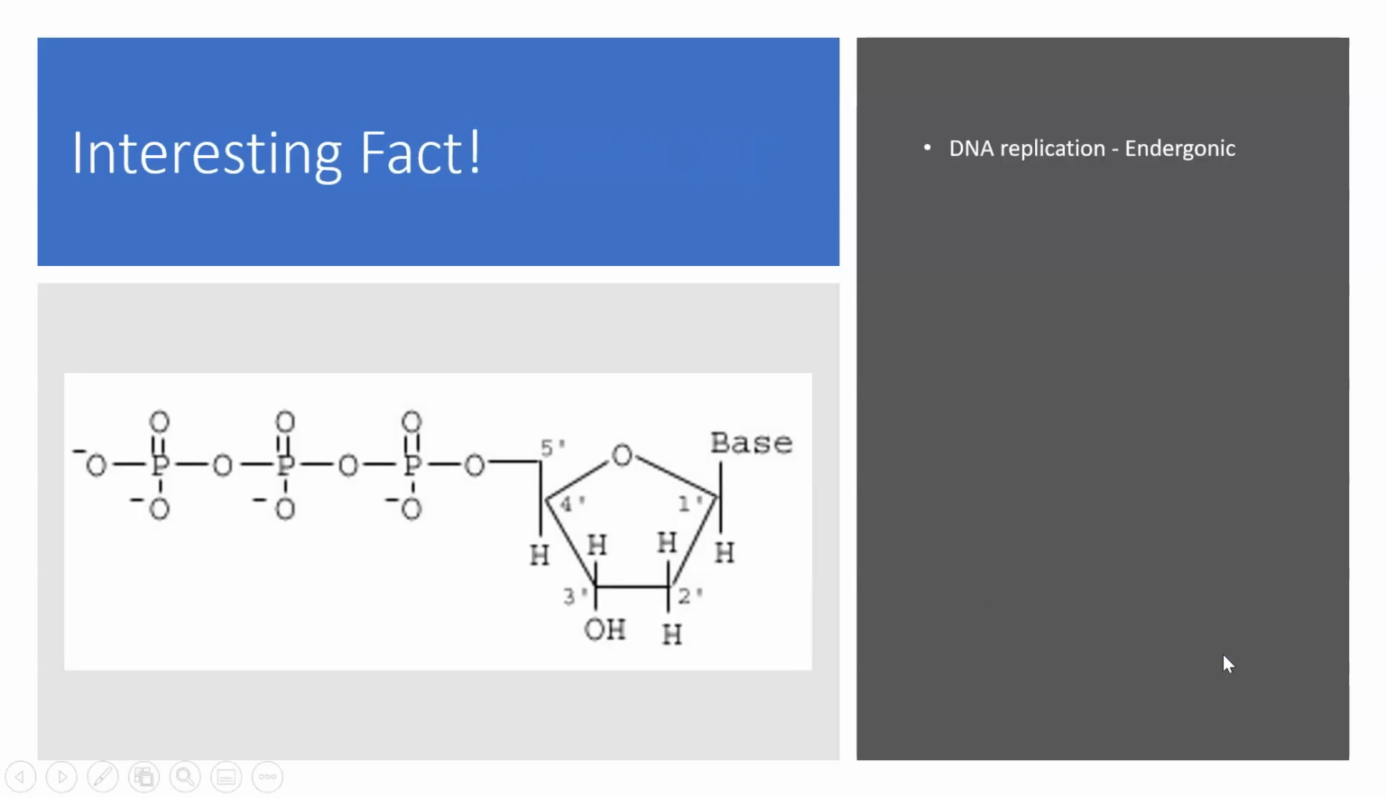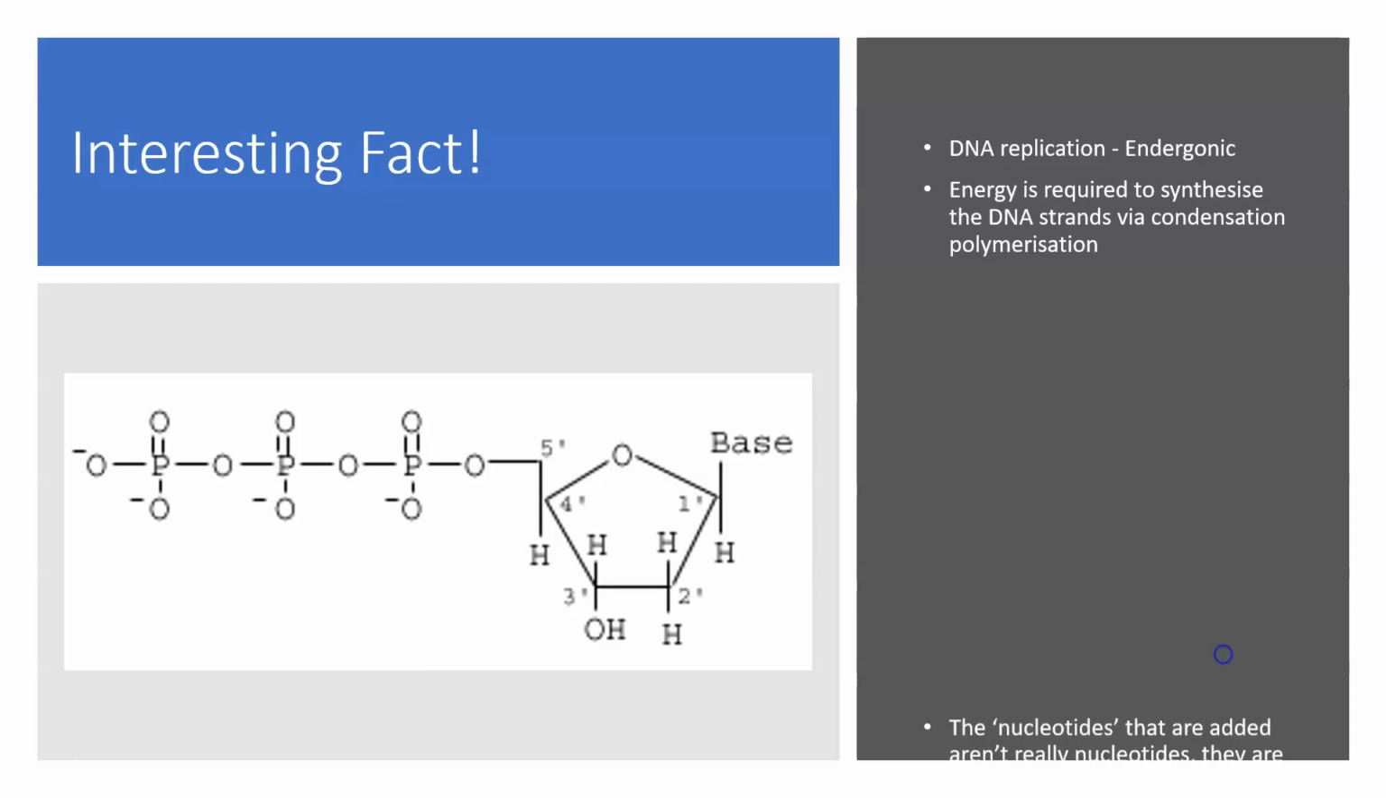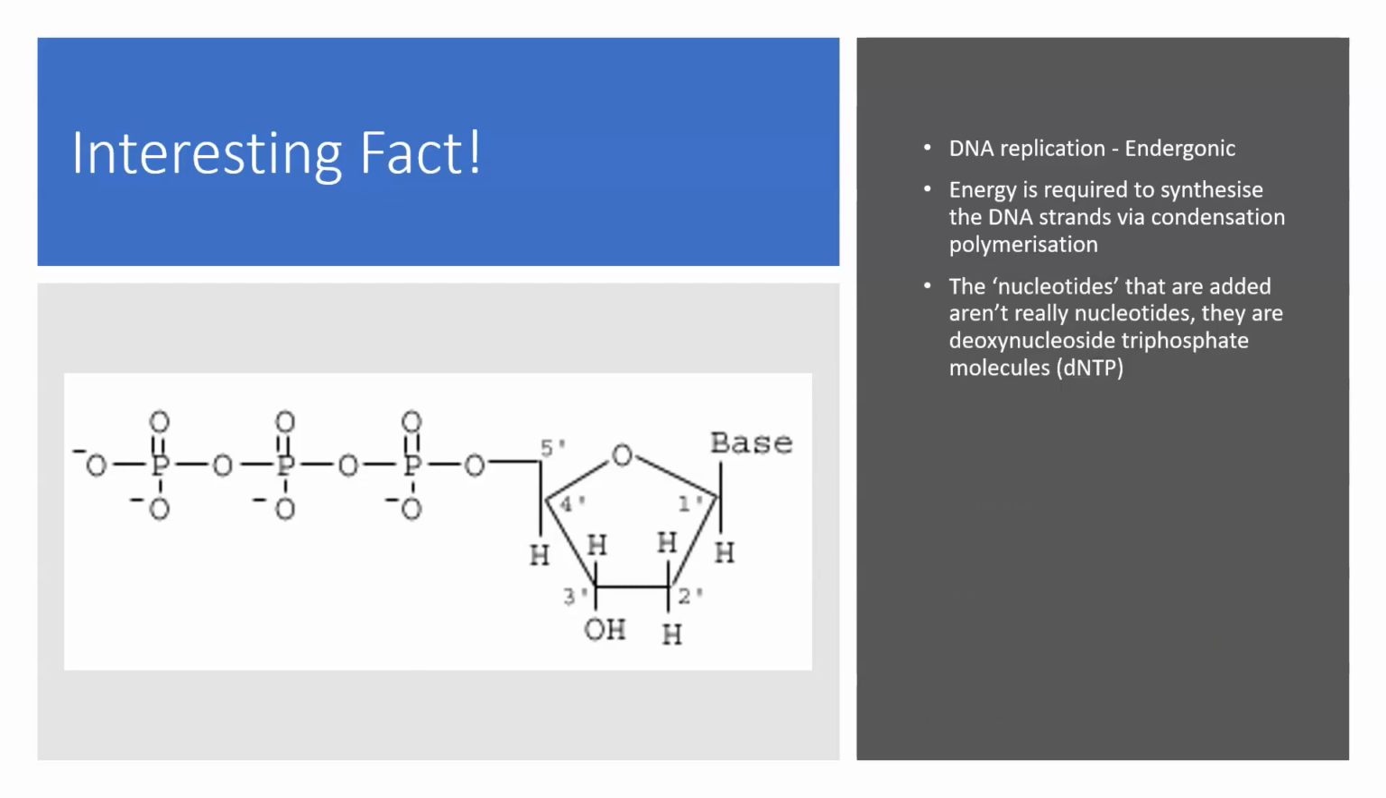An interesting fact, something that you wouldn't necessarily have heard of yet, is that DNA replication is referred to as being endergonic. Energy is required to synthesize the DNA strands. So this is an active process, and that synthesis occurs through condensation polymerization. The nucleotides that are added aren't really nucleotides. Don't you love the way in science how you need to be taught one thing to then make the actual truth make sense?